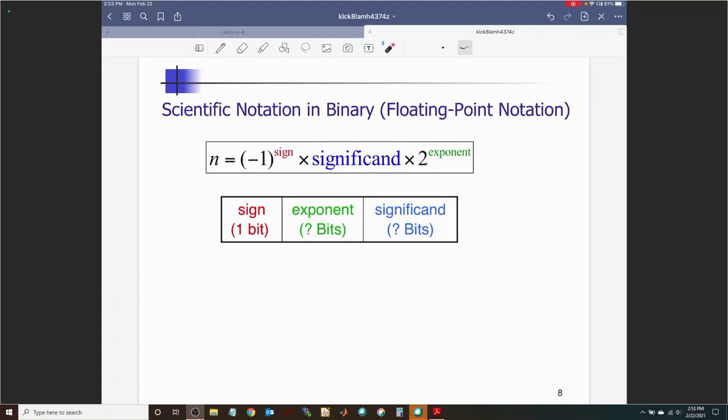So now we have 1 bit for sign. All right, I can't do anything about that. I just need 1 bit for sign. There is no give or take over there. There's no negotiation that can go on over there. Sign, 1 bit, that's it.